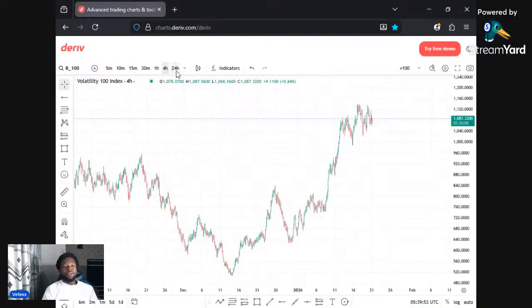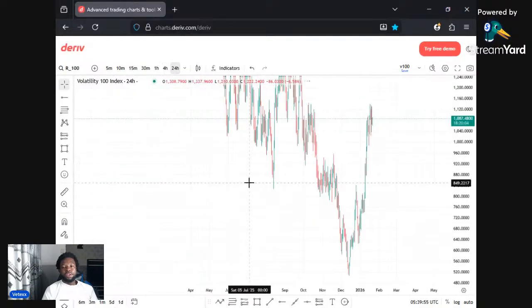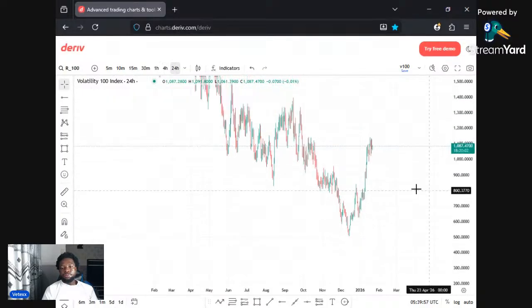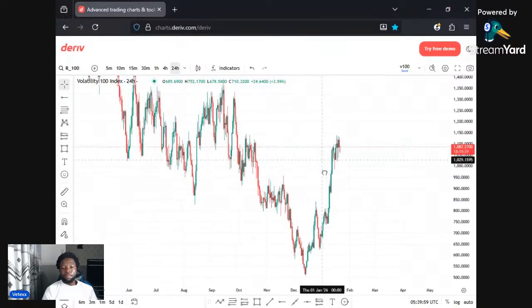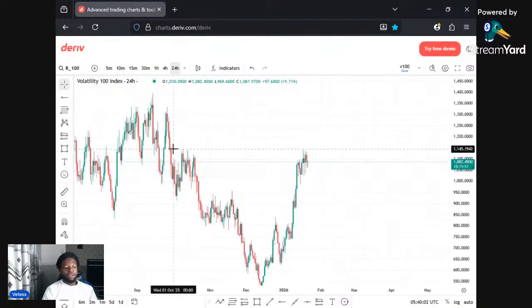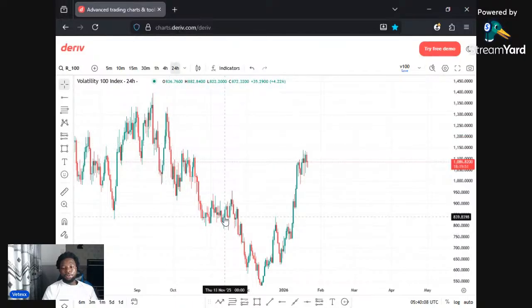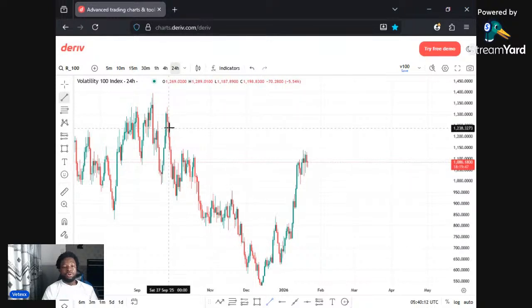Now, looking at V100 index, we have been anticipating price to tap into the daily time frame zone for a very long time now, for like 2 to 3 days now. But then we are still going to be sitting on our hands and watch for it to happen.